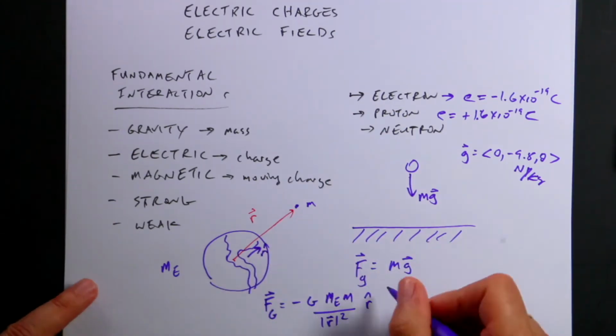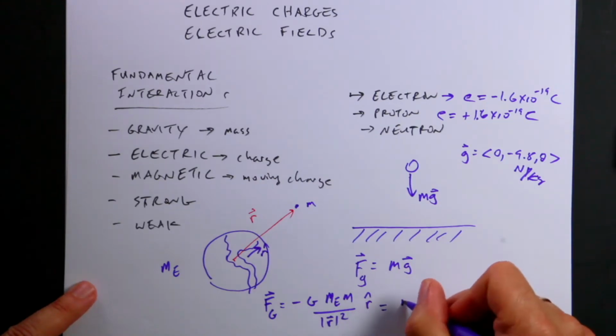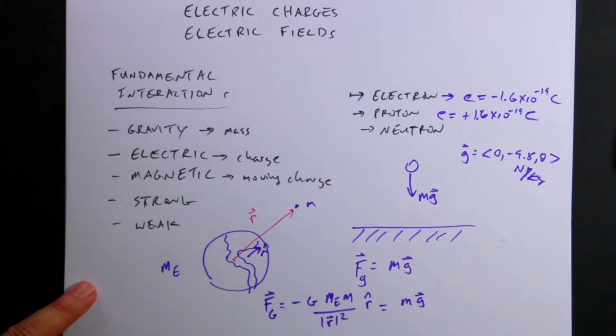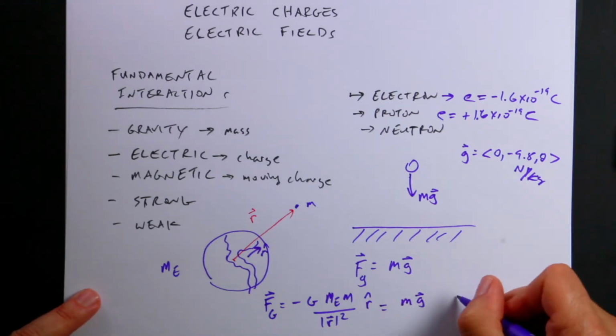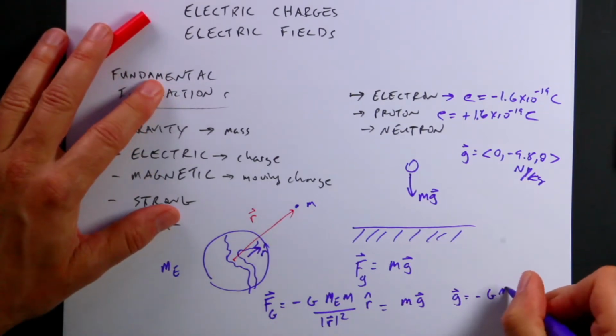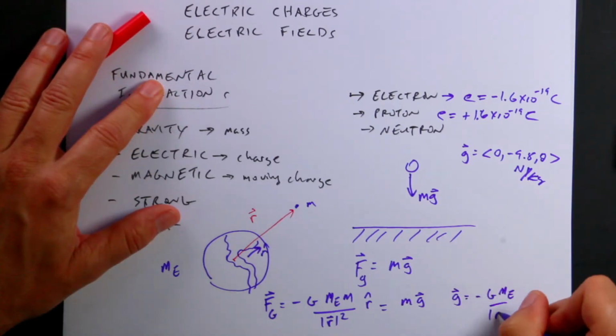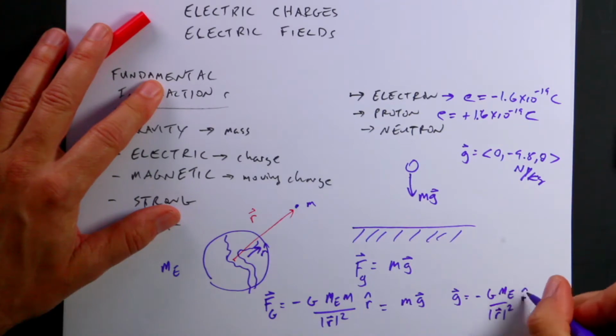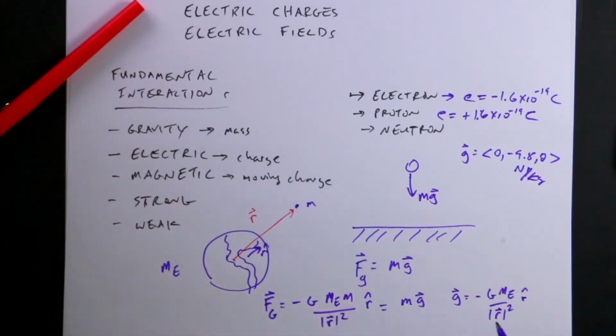Now, I can actually write this as mg. So g is not 9.8 in this case. G is the vector negative G, mass of the Earth, over r squared, r hat. Right? So all I do is factor out that m, and I get this other gravitational field g. And that's the gravitational field. And we've already done with that.